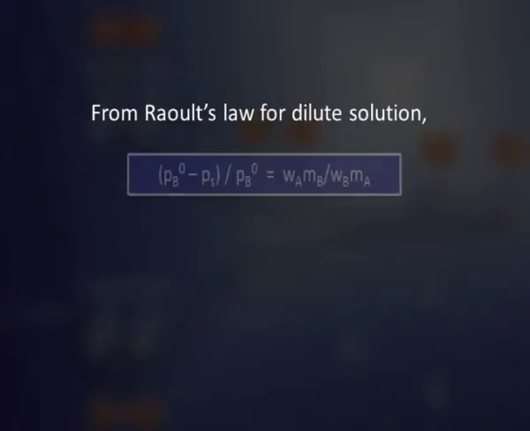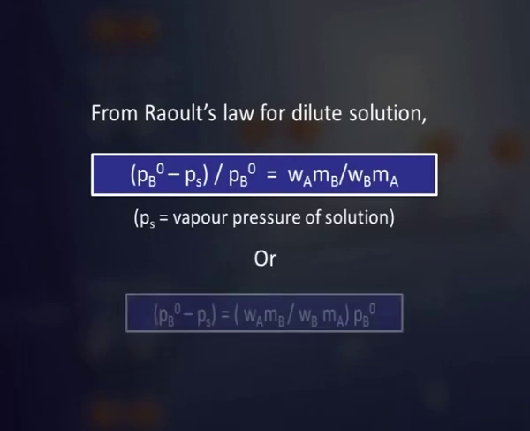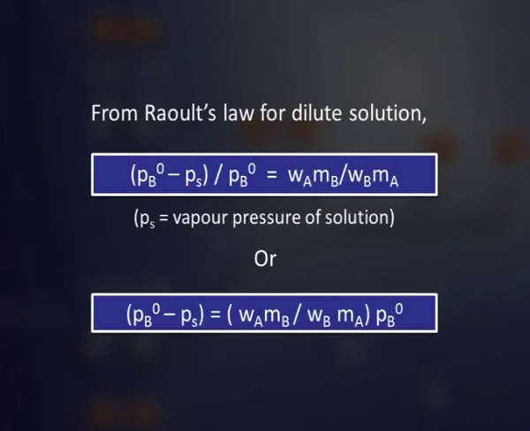From Raoult's law for dilute solutions, we can say that relative lowering in vapor pressure is equal to the number of moles of solute upon the number of moles of solvent. That is, (P naught B minus Ps) upon P naught B is equal to WaMb upon WbMa. Here Ps is the vapor pressure of the solution. It can also be written as P naught B minus Ps equal to WaMb upon WbMa multiplied by P naught B. For the pure solvent, P naught B, which is the vapor pressure of the pure solvent at its boiling point, and Mb, which is its molecular mass, are constant.